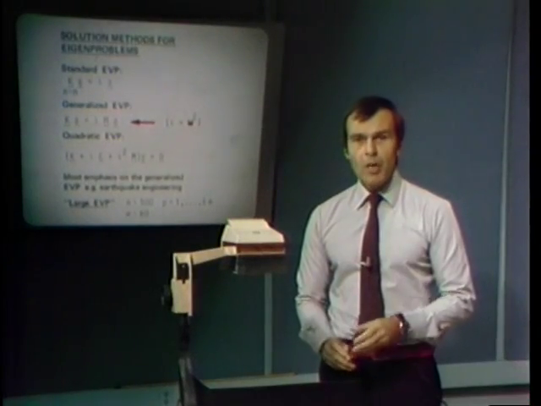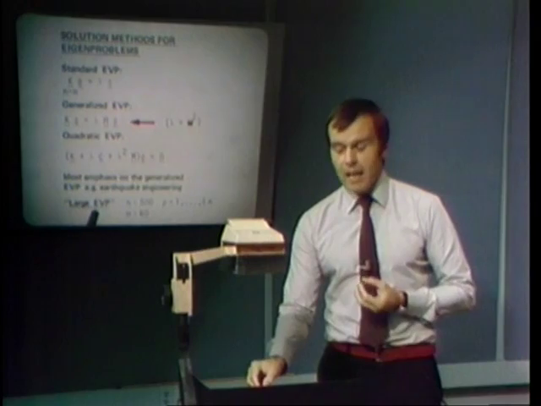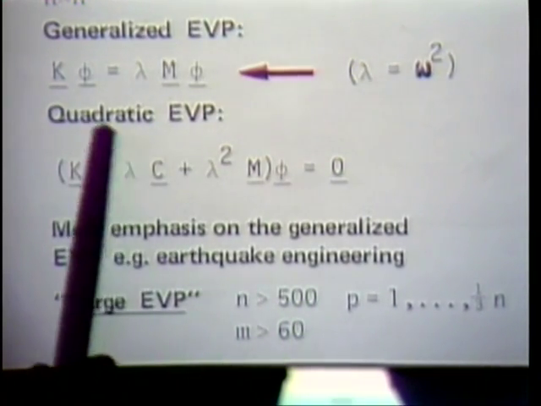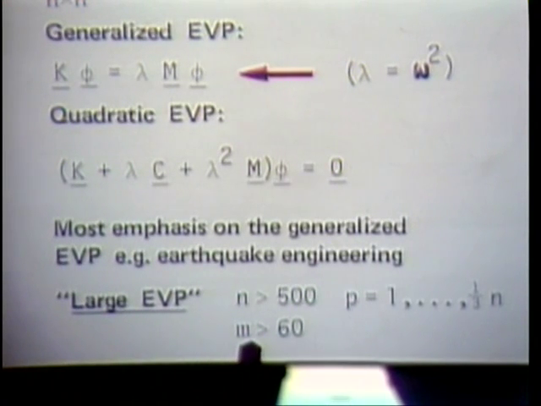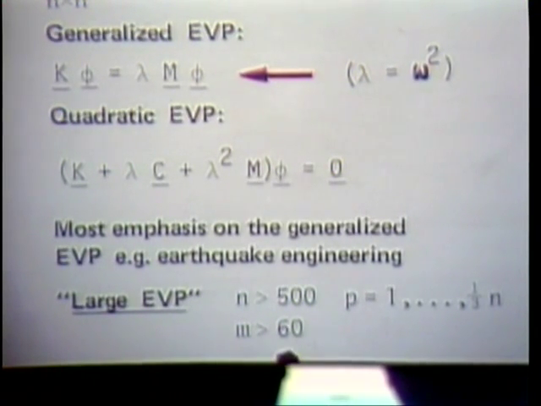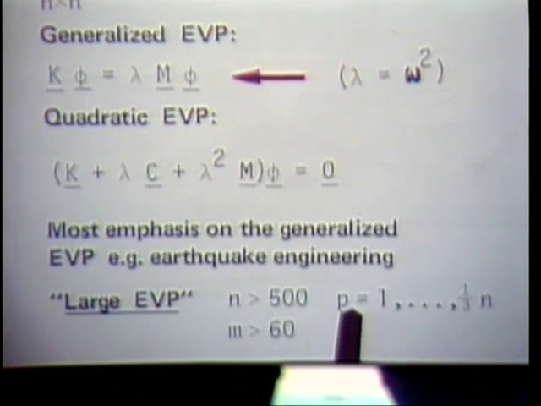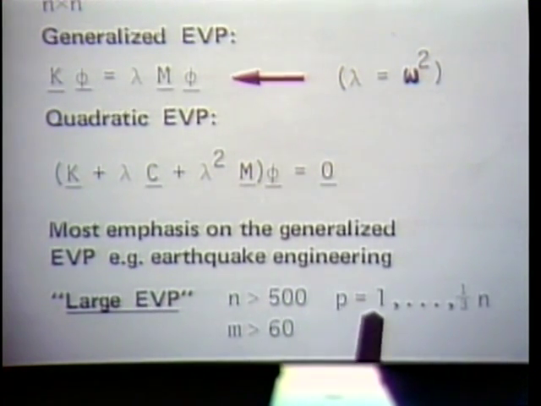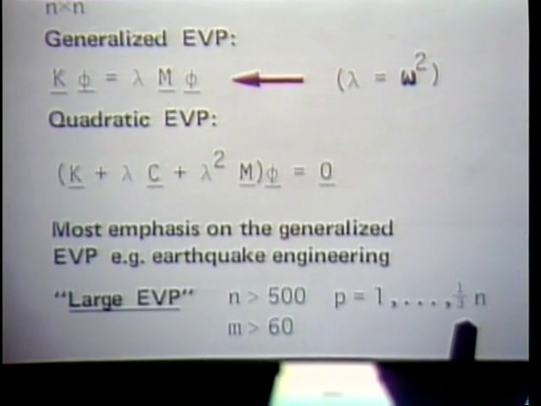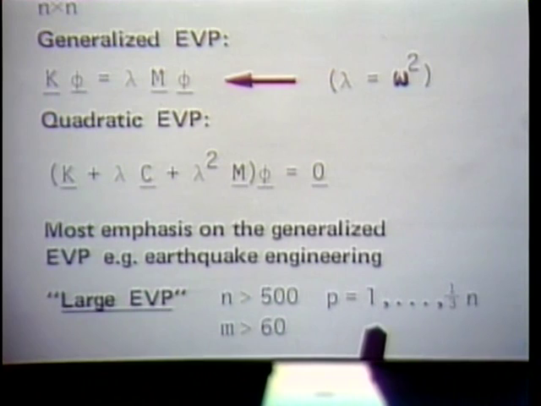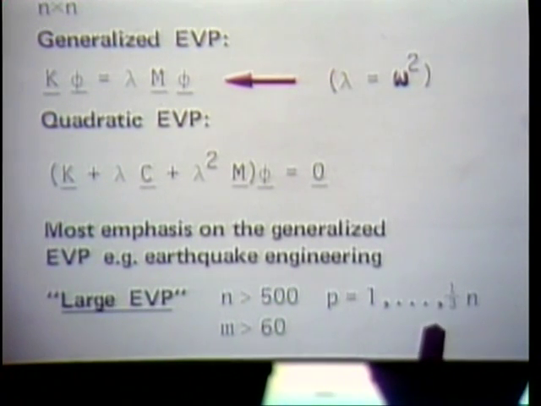In particular, we are interested in the solution of large eigenvalue problems when n is, say, greater than 500, n, of course, being the order of k and m, and the half bandwidth being greater than 60. The number of eigenvalues that we will be looking for, that we want to calculate, are, say, 1 to 1/3 of n. 1/3 of n is already a large number of eigenvalues. Generally, we are talking about 1 to, at most, 100 for large eigenproblems.